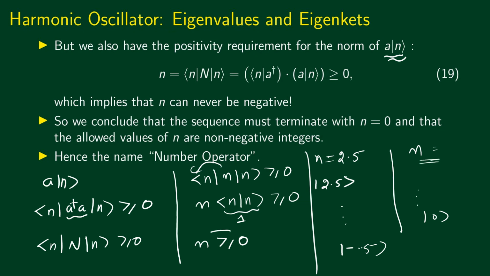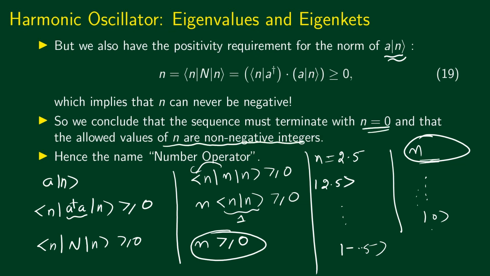So the fact that n is greater than or equal to 0 also means that n has to be a non-negative integer. It can be 0 or it has to be positive. In that case, this sequence of applying the annihilation operator continuously terminates at ket 0 and we cannot construct states corresponding to n less than 0. So we conclude that the sequence must terminate with n equal to 0 and that the allowed values of n are non-negative integers. This is the reason why we call the operator n the number operator. Its eigenvalues are non-negative integers.